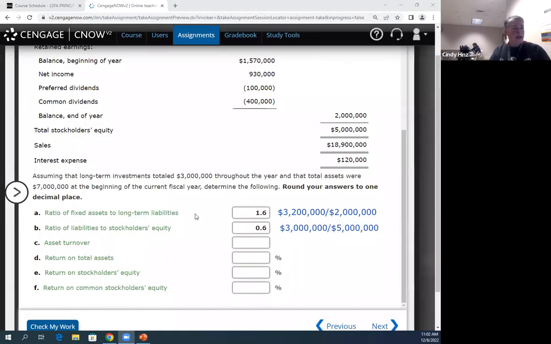Okay, so for letter A, I took the net property, plant, and equipment of 3.2 million and divided by the long-term liabilities of 2 million to get a ratio of 1.6. And then for letter B, I took the total liabilities of 3 million and divided by the total equity of 5 million and found a ratio of 0.6.